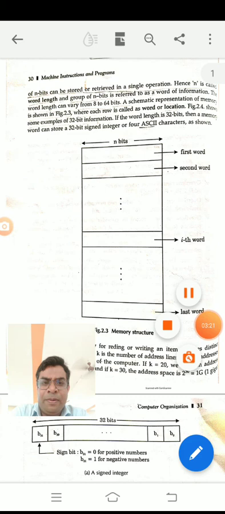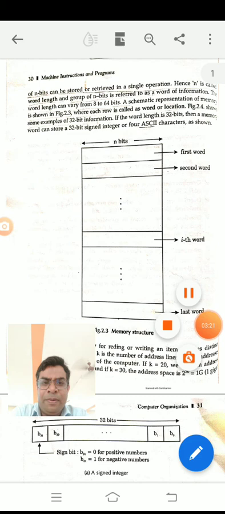And next is accessing the memory for reading or writing an item. It requires a distinct address for each location. If k is the number of address lines, then 2 to the power of k addresses constitute the address space of the computer. If k is equal to 20, for example, we have an address space of 2 to the power of 20, that is equal to 1 mega.